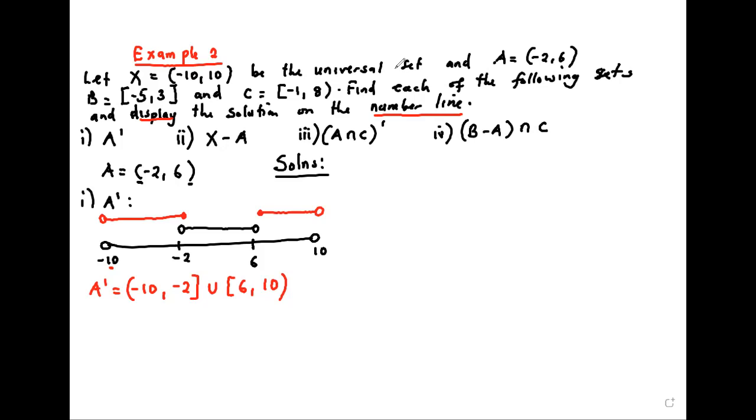Then part two is X minus A. Remember what I said in the first class? We say that A complement is the same thing as universal minus A. So this is X intersection A complement.